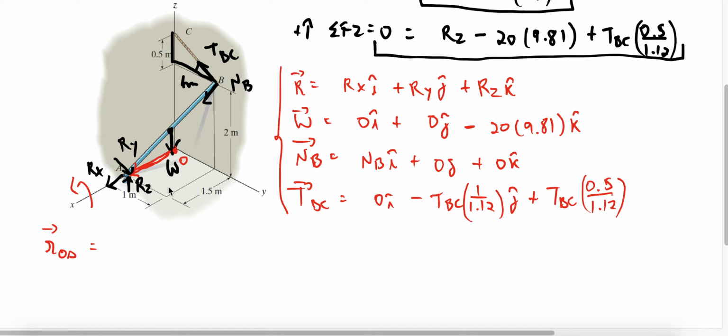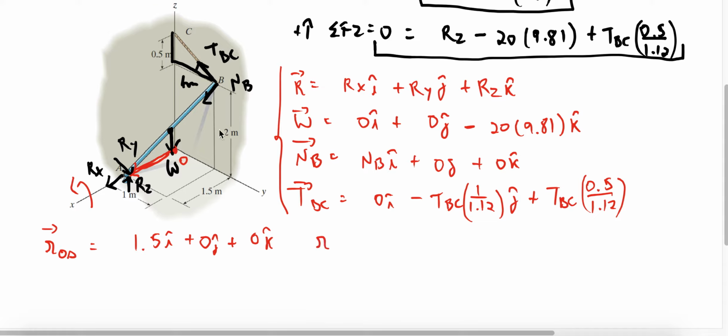The way that I would define it, let me think about this real quick. In the x direction, we just have 1.5, so it's 1.5 i, nothing in the j, and nothing in the k, correct? Correct.